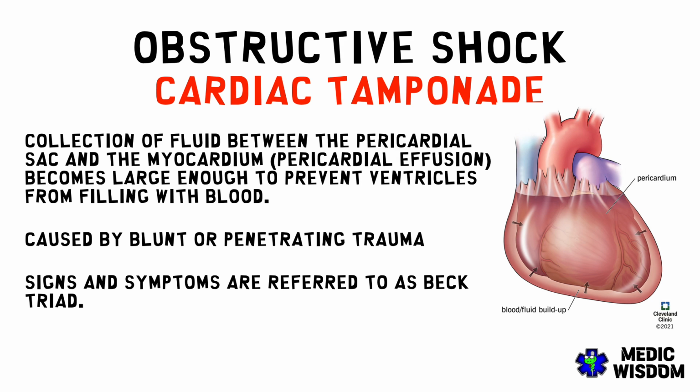Imagine somebody gets hit in the chest with a baseball bat or baseball, and it bruises the pericardial sac. As that sac gets more and more inflamed, maybe it starts to bleed. That blood is going to accumulate in the sac, and as it continues to grow, it's going to not allow the heart to beat effectively. And then it's going to have signs and symptoms referred to as Beck's triad.